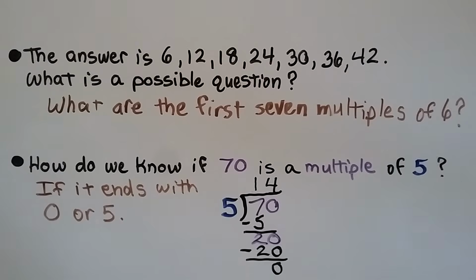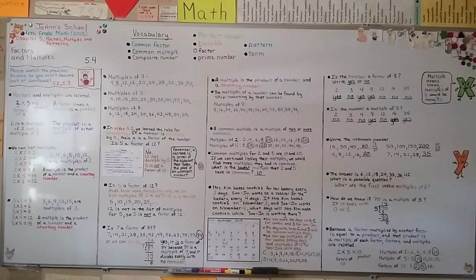And because we have a 0 remainder, we know that 70 is a multiple of 5. We also know that 5 is a factor of 70. 5 times 14 is equal to 70. When we multiply this divisor times the quotient, it'll equal the dividend. So just remember, multiple means many. So the multiples of a number would be many of those numbers.